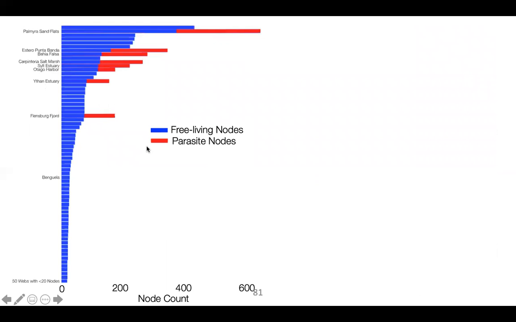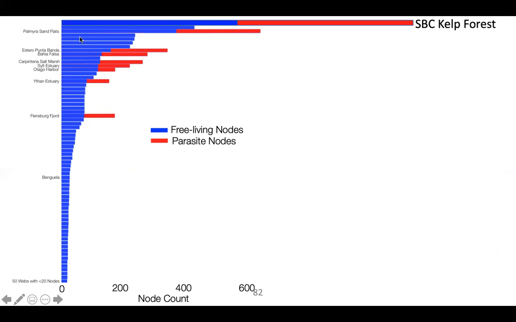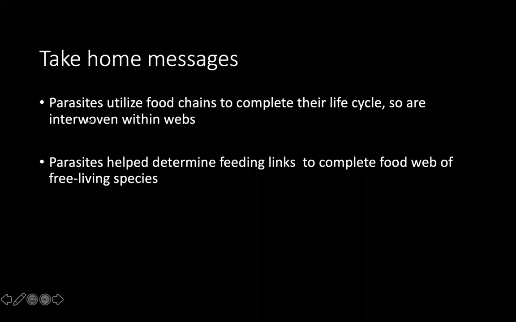So with this food web completed, we can add the kelp forest food web into this plot that I showed you at the beginning. And we can see it here at the top. It's the largest marine food web on this graph, at least, and one of the largest ones that I know of. And it has this large proportion of parasites in it. And it just adds support to the idea that parasites are an important part of food webs in general.